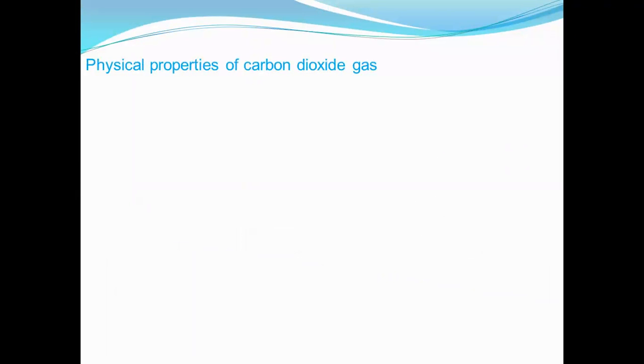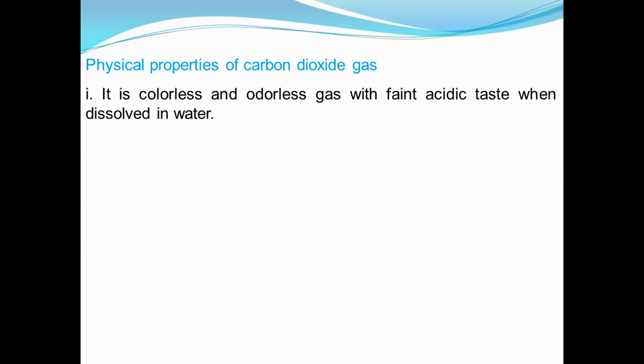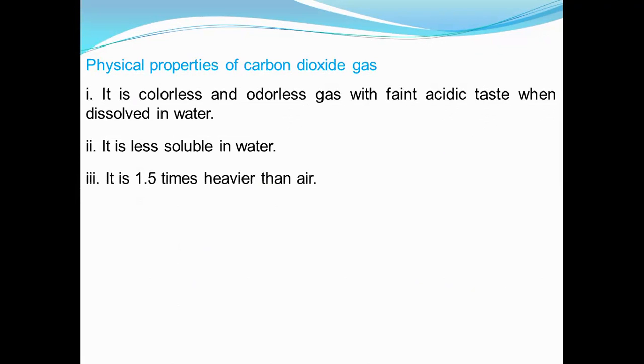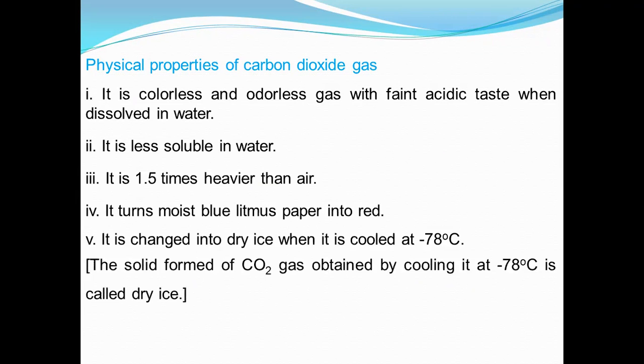After that, physical properties of carbon dioxide gas. How can we test physically? One of them is that it is colorless, odorless, and acidic in taste. We know about that. It is less soluble in water, we have already discussed that. It is 1.5 times heavier than air, which is why it is collected by upward displacement of air. It turns moist blue litmus paper red because of its acidic nature. It is changed into dry ice when it is cooled to minus 78 degrees C.